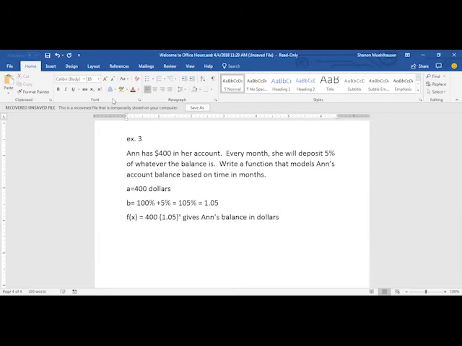Hopefully this has helped you see how easy it is to write an exponential function for a given situation.